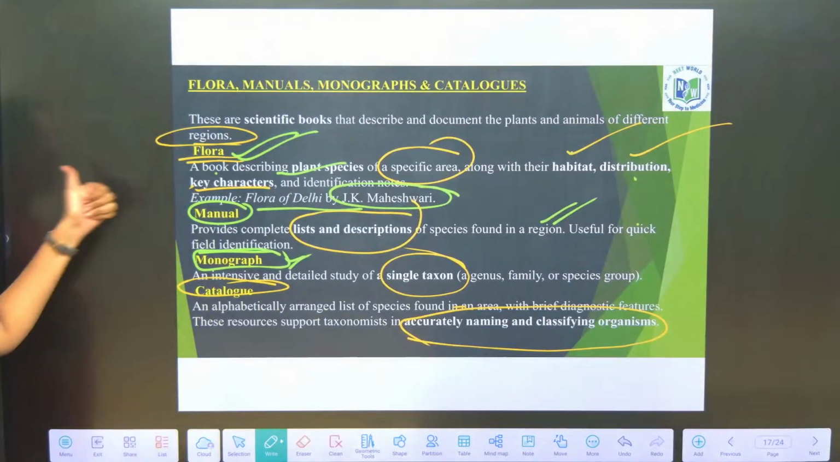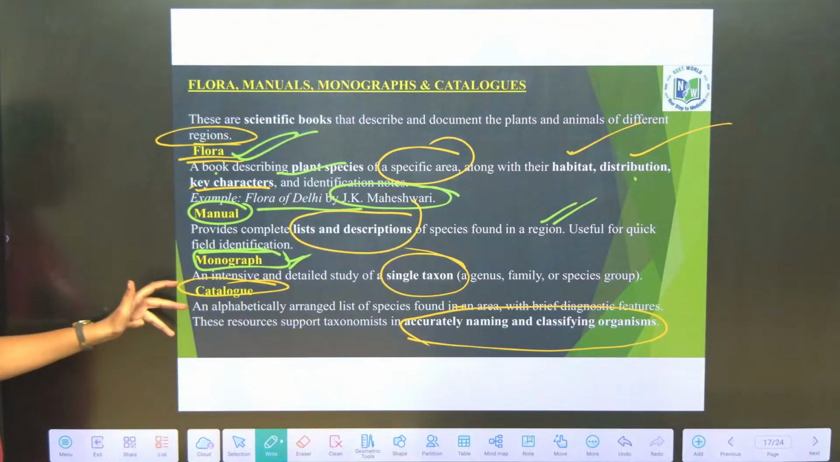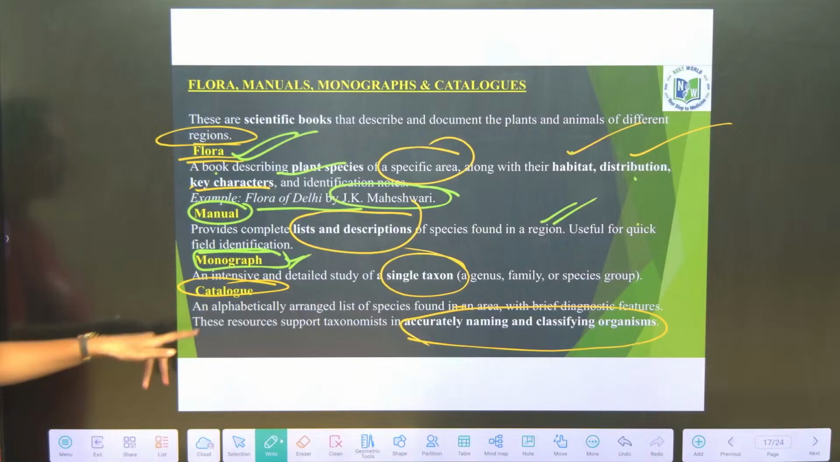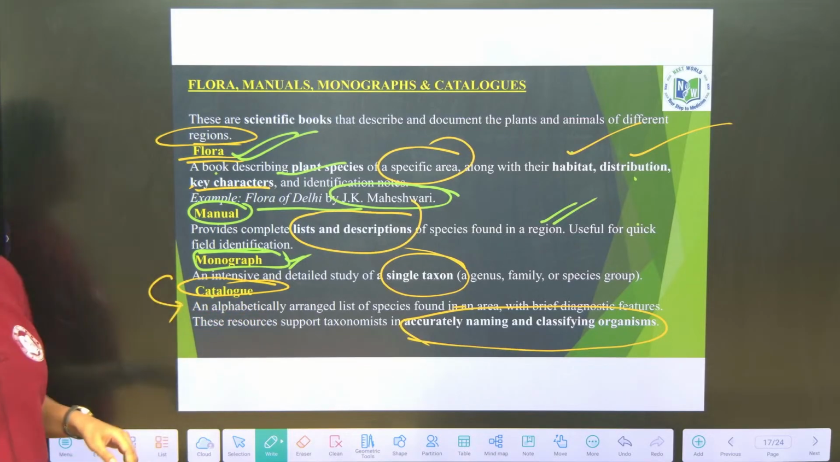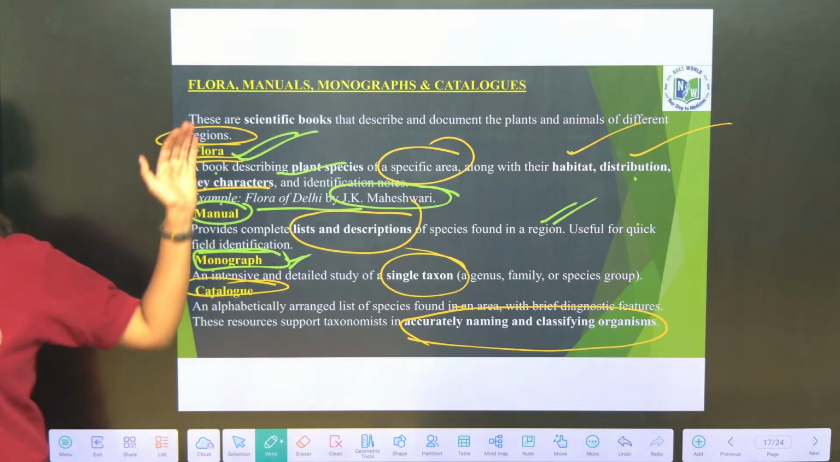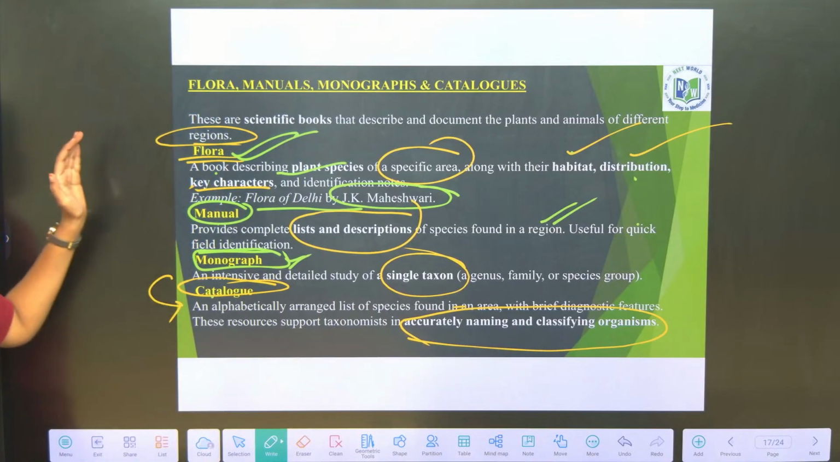I hope flora, manual, monograph and catalog are clear to you. In a catalog, all the species are arranged in alphabetical order. I hope these four are clear to you, right?